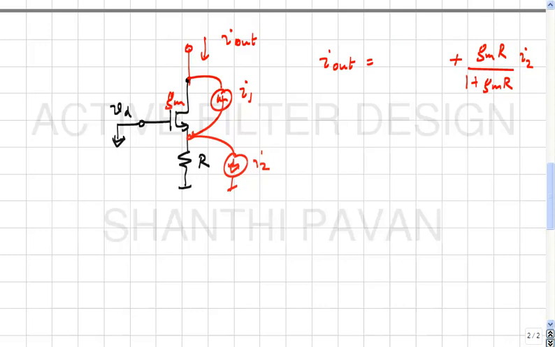What is the transfer function from I1 to I out? It will be 1 by 1 plus GMR. Why? Again, we go through the same thing. You split I1 into two sources. The lower source is in parallel with I2, so the transfer function from there to the output will be GMR by 1 plus GMR in the negative direction. The other current source will have a transfer function of 1. You subtract the two, you get 1 by 1 plus GMR. Does it make sense? All right. Is this clear?